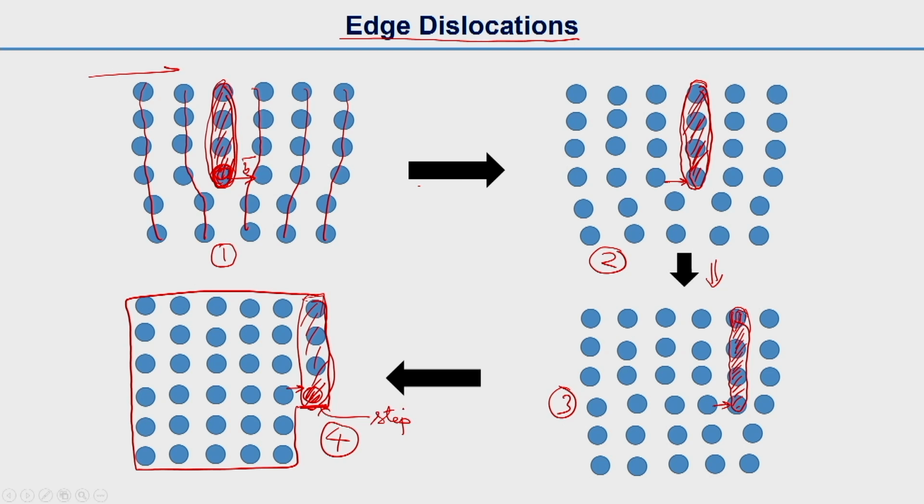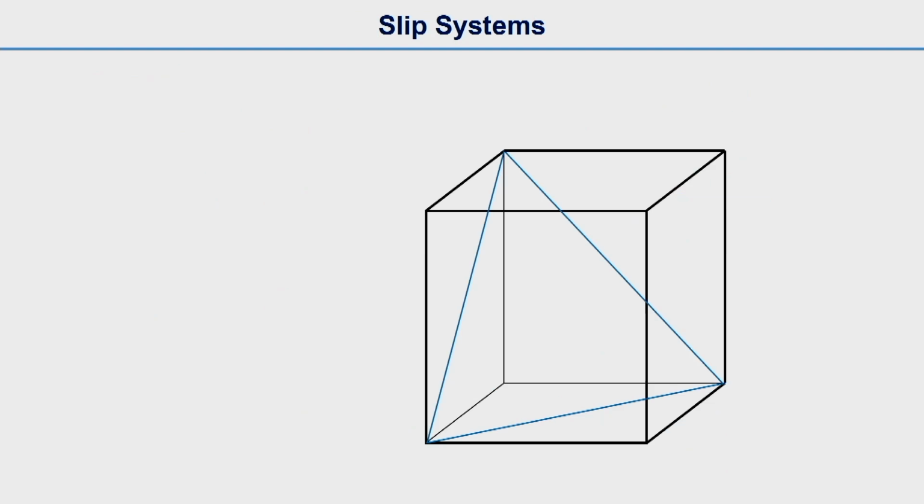At the atomic level this is very small, at the angstrom level. But if thousands of dislocations come out, this step will grow bigger, and then you can see plastic deformation with the naked eye. If hundreds of thousands of dislocations come out and make a step like this, it makes a big step on the surface.